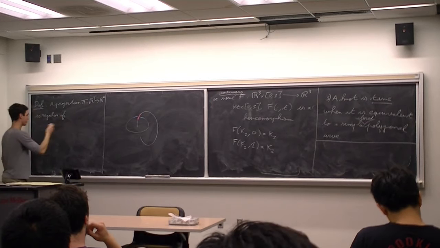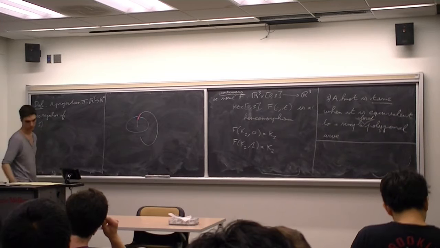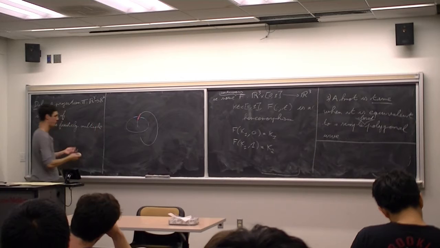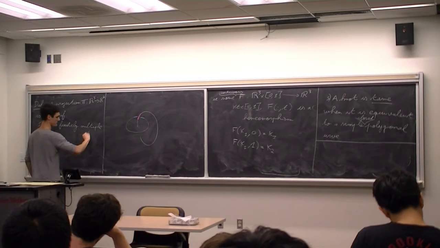If essentially only finitely many bad things can happen. So it has finitely many, let's say, multiple points. So like every time a point is mapped to, there's only finitely many points that are mapped to more than once. Well, so regular is like pertaining to some fixed knot.